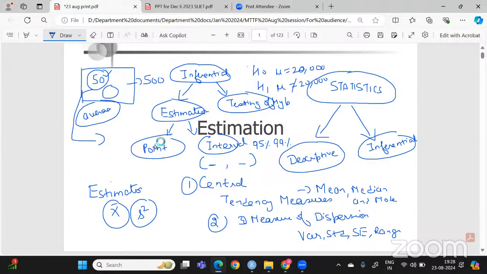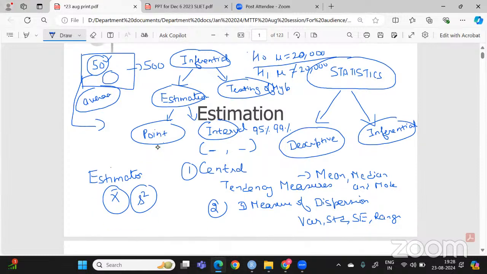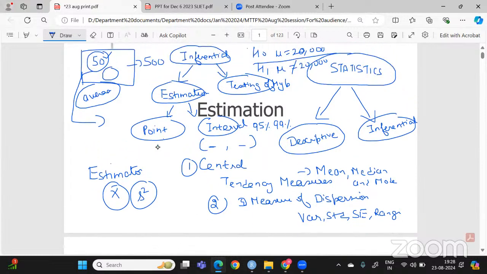Based upon the sample, we get some information and we have some criteria. We put the value in the criteria and cross-check whether the statement that we have given, that mu is equal to 20,000, is true or false. That comes under testing of hypothesis. I'm going to cover both things as much as possible today, otherwise we will have a session tomorrow also. So let me start with the topic estimation.